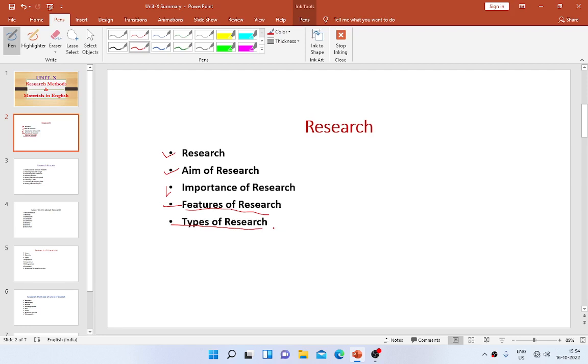Talking about the descriptive research, we find that the term descriptive is self-explanatory, and the research that describes a situation, an event, and an institution is descriptive research. Descriptive research describes the nature of a situation as it exists at the time of study. Descriptive research answers the questions who, what, where, when, and how.